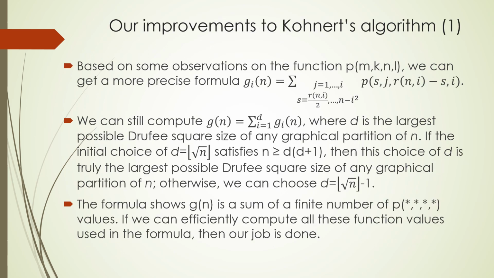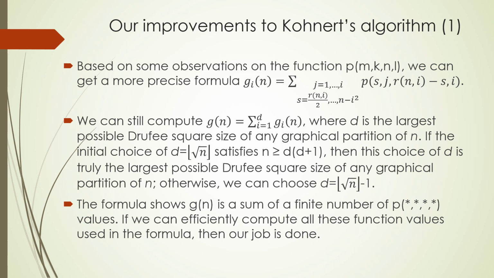So our improvements in the first part is a more precise formula for the value Gn based on some observations, how some of the entries in the original formula are actually 0. So we can discard those. And also we give a more precise value for the largest possible Durfee square for any graphical partition, which is the square root of n minus 1, according to whether n is greater than d times d plus 1.